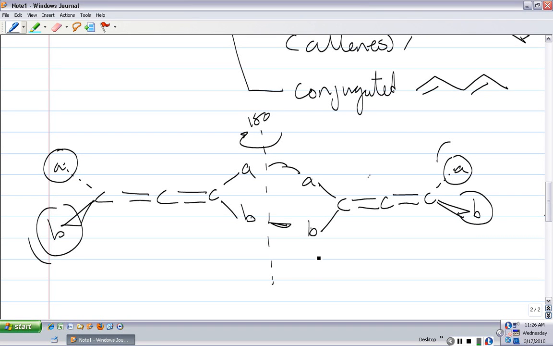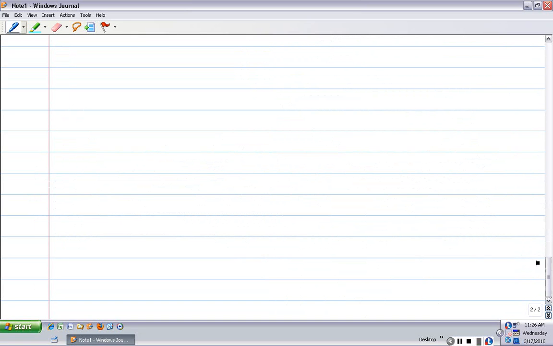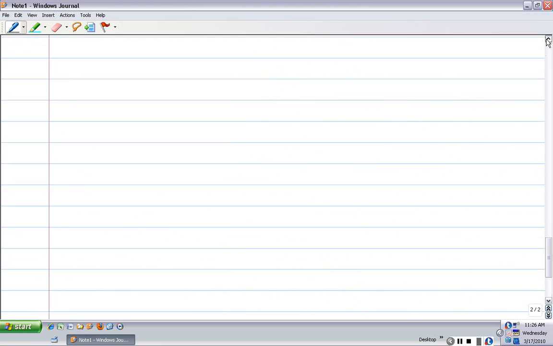In other words, these species are chiral. One of them will rotate plane polarized light clockwise, one will rotate plane polarized light anti-clockwise. Okay? We're really only concerned with allenes at this level because they illustrate that we do not need to have a stereocenter in order to be chiral.